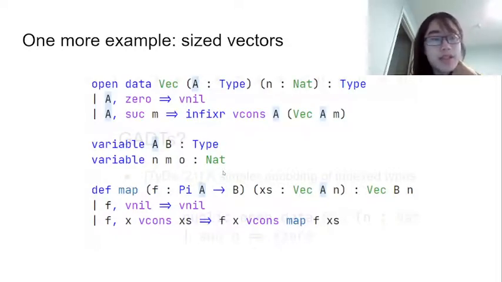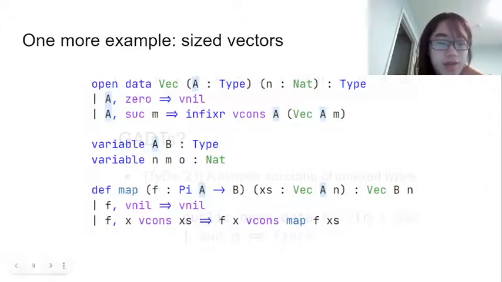There's a slightly more complicated example: sized vectors. We also have the binary operator syntax here, and pattern matching in constructors. And then we have a map function, which is guaranteed to preserve the size of the vector. I believe all of these are obvious enough to read. It's very familiar syntax for people who have worked with Idris or Agda.